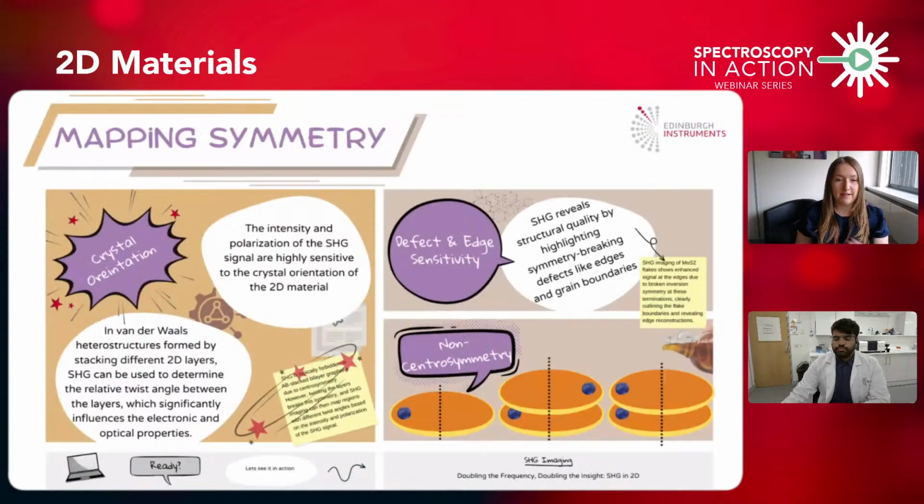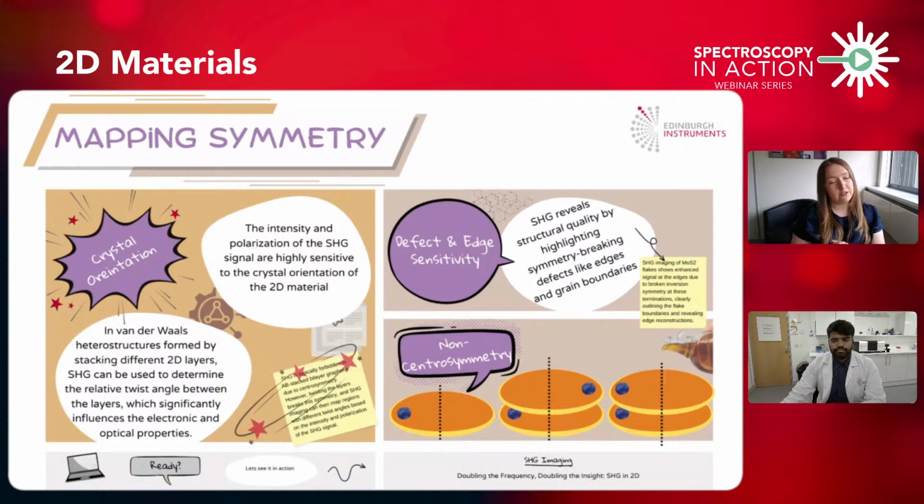As I've said, and I will keep saying, crystal orientation is what we care about with SHG. The intensity of your SHG peak and the polarization of it are highly sensitive to the orientation of your 2D material. In van der Waals heterostructures, like these 2D materials are, the different stacking relative to each other and the twist angle can all be determined by using second harmonic generation. It's also sensitive to defects and edges, much like Raman and PL. So all three of those techniques will provide you with good information on any defects in your sample.